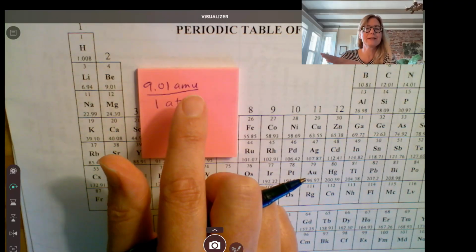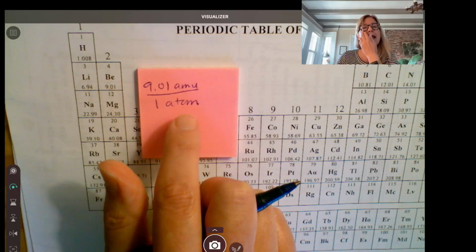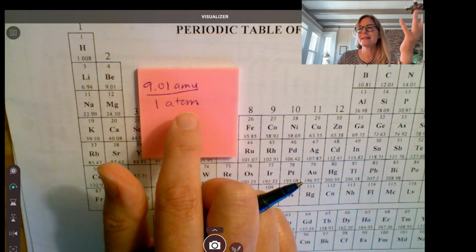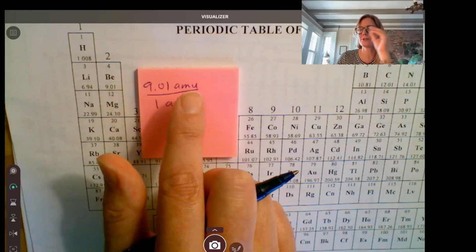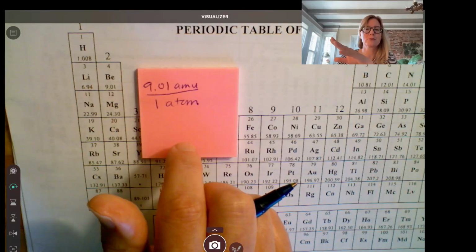Our scales in the lab do not measure in AMU, they measure in grams, because an AMU is way too small. Individual atoms don't work for us in the lab. We cannot see individual atoms. So counting out atoms and measuring an AMU is just not practical because atoms are so small.